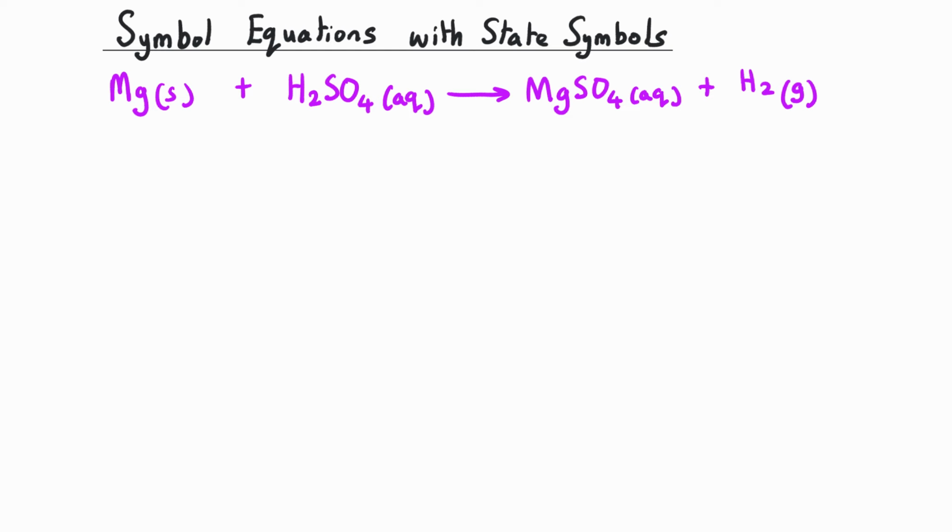Looking at some examples of symbol equations that have the state symbols included, you can see they tell us quite a bit about the chemicals involved. For instance, the magnesium that is reacting with the sulfuric acid: the magnesium is a solid, and the sulfuric acid is dissolved in water to make a solution. That tells us quite a bit about the reactants in this chemical reaction. The products are magnesium sulfate dissolved in water and hydrogen as a gas.